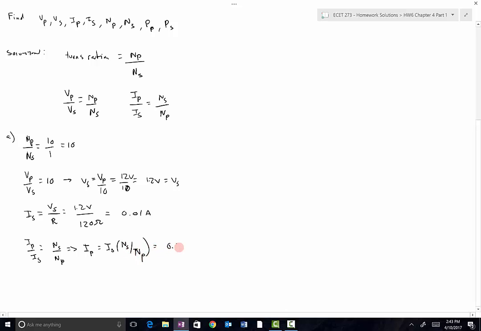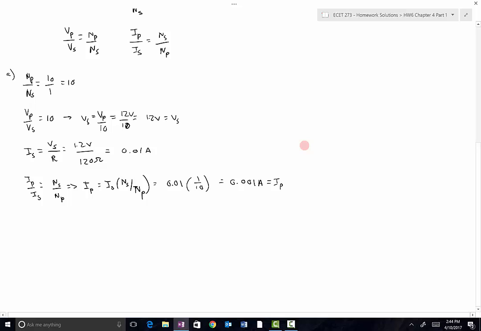So that's going to be 0.01. And the turns ratio was 10 to 1, so the inverse is 1 to 10. So we've got 0.01 divided by 10 equals 0.001 amps. So that gives us our primary current right there. Now we can calculate the power in both sides.